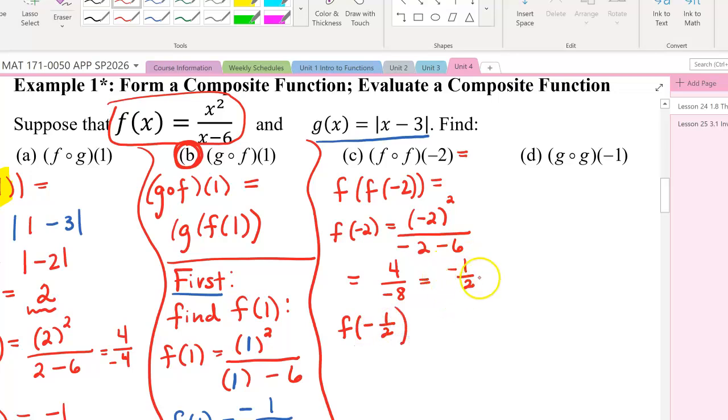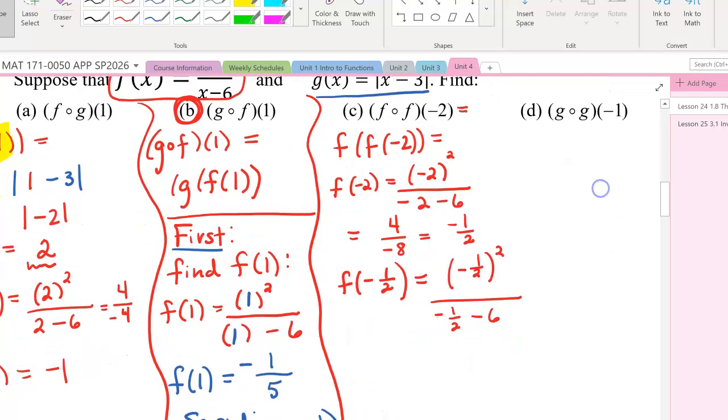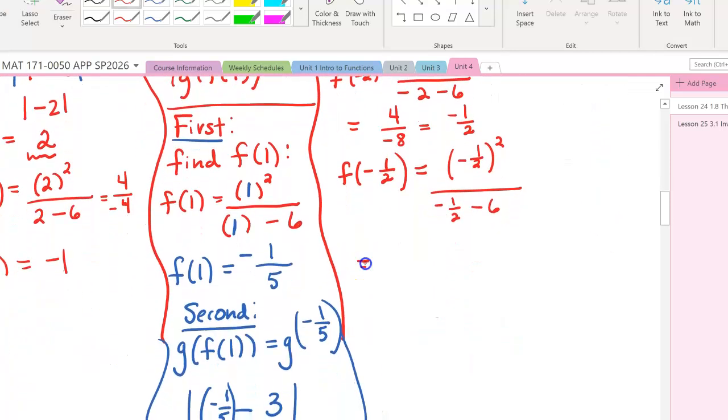because I'm taking what I got and plugging it back into itself. So that would be negative 1/2 squared over negative 1/2 minus 6. Well, that's equal to 1/4 over negative 6.5, which is 1/4 over, and if I change that to an improper fraction, that would be negative 13 over 2.